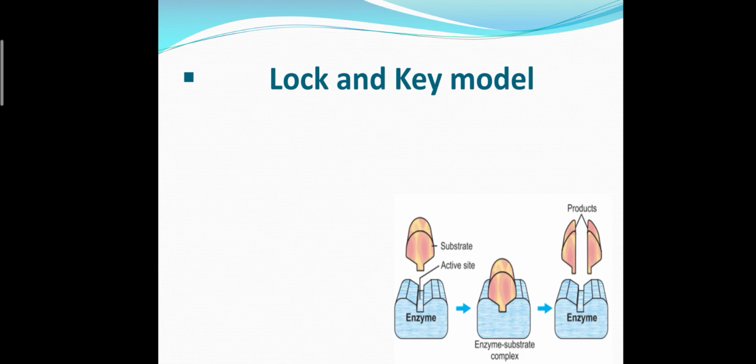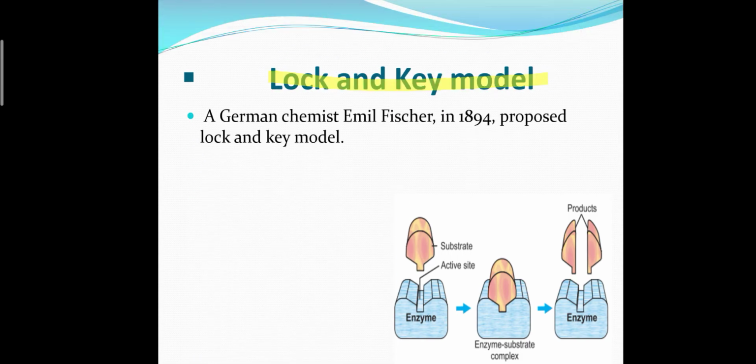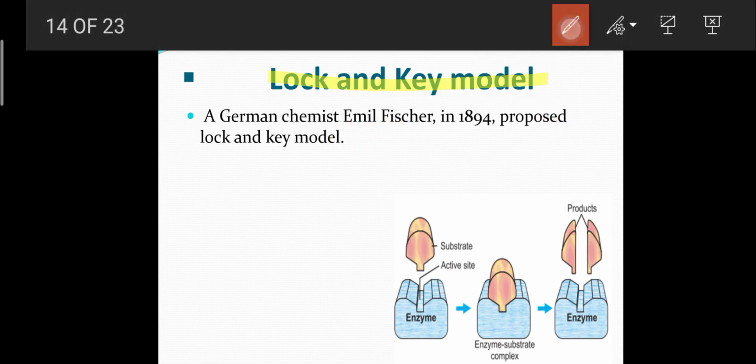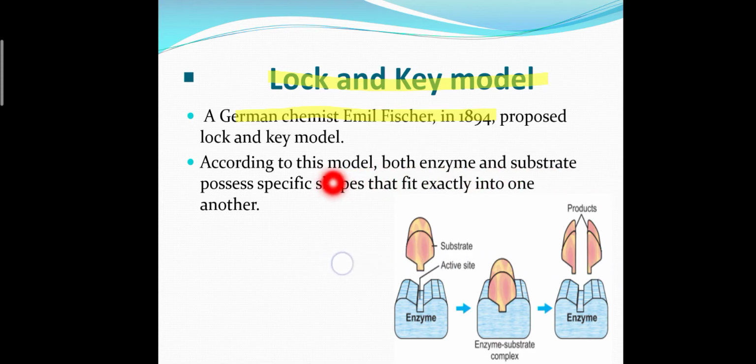First was the lock and key model. What is the lock and key model? A German chemist, Emil Fischer, in 1894 proposed the lock and key model. According to this model, both enzymes and substrate possess specific shapes that fit exactly into one another. This model explains enzyme specificity.